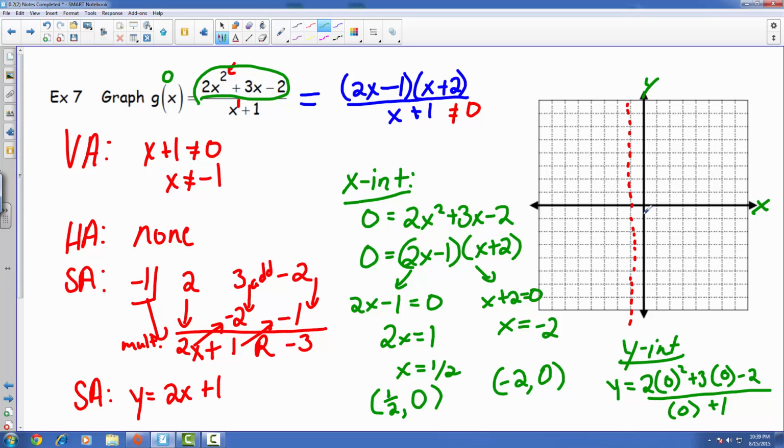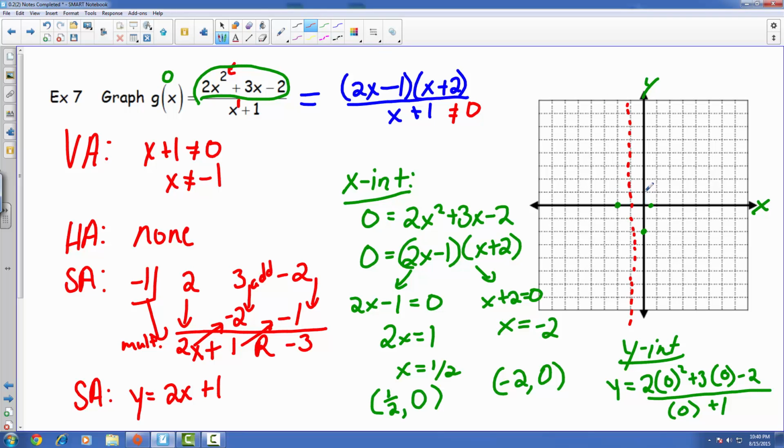So let's go ahead and plot some of these things. We just found the y-intercept. Here it is, (0, -2). Let's go ahead and plot our x-intercepts. (1/2, 0) is right there, and (-2, 0) is right here. We also found some other things like the vertical asymptote, which we've already graphed. Horizontal asymptote, we don't have any. But we do have a slant asymptote. Here it is, 2x plus 1.